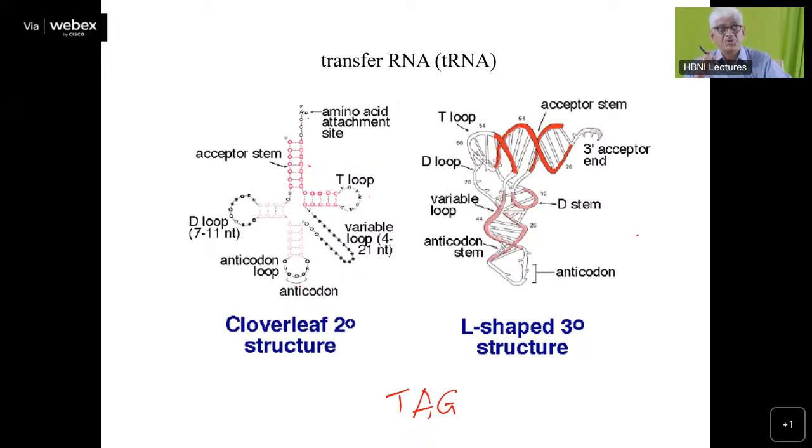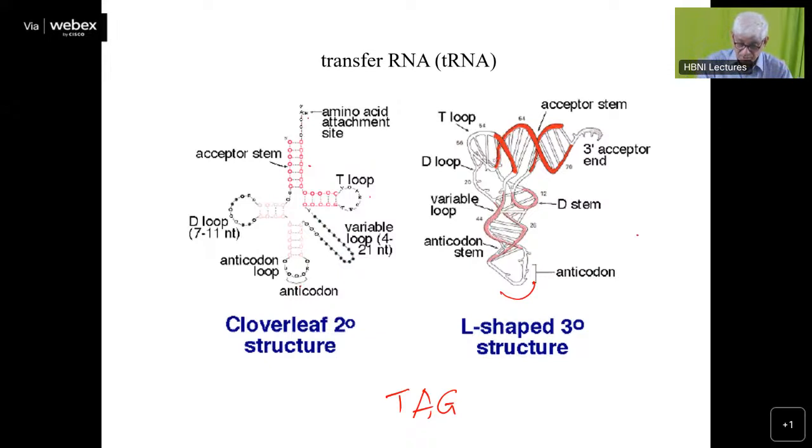Okay, so each one carries a particular anticodon here. The anticodon is the one which tells you what sort of amino acid has to be present here. The codon-anticodon pairing. Okay, on the mRNA there is a codon. On the tRNA there is an anticodon. Right. So what does that mean?